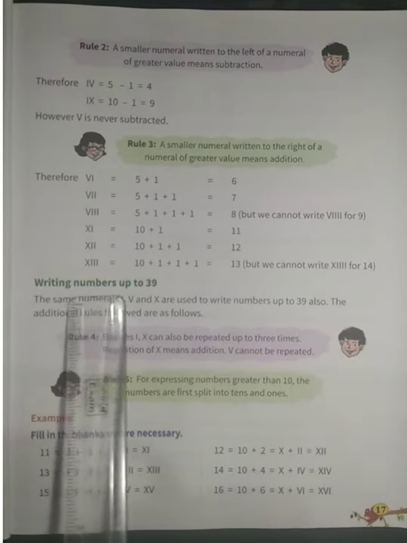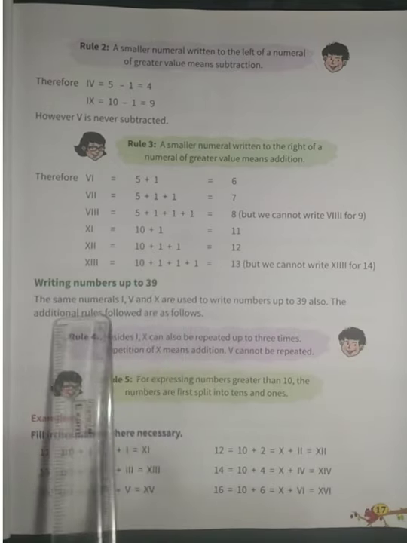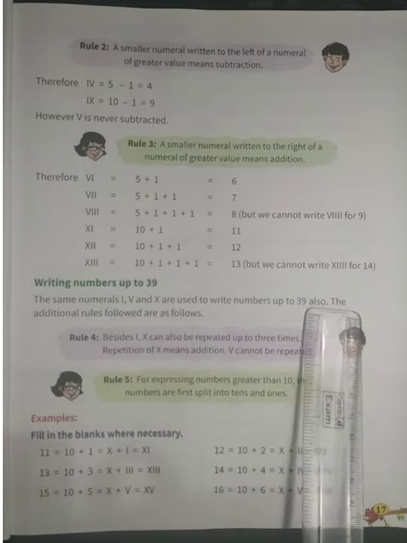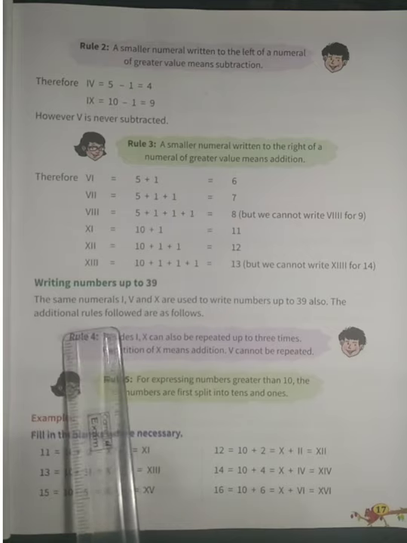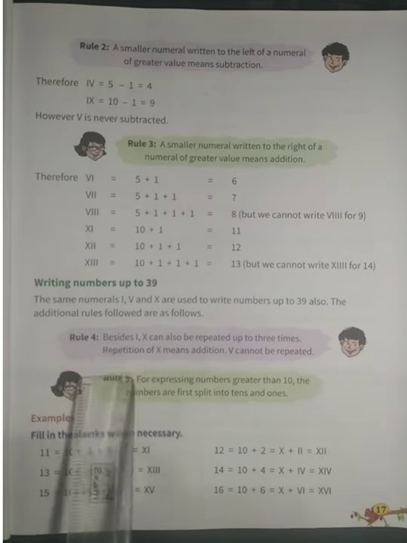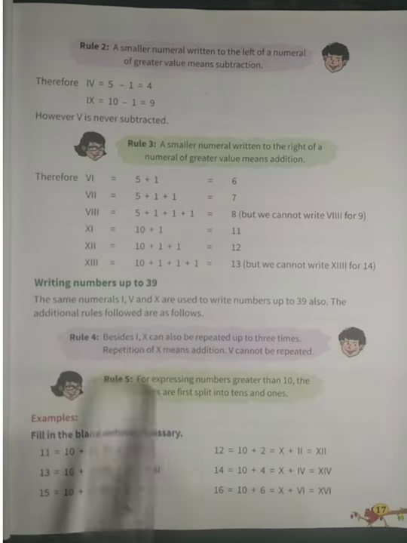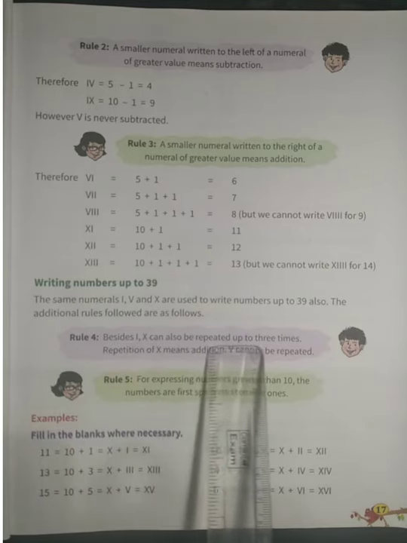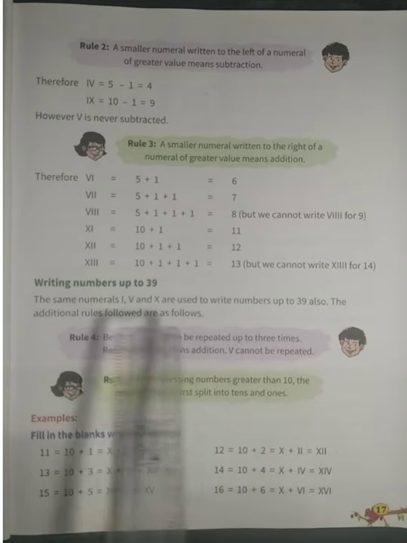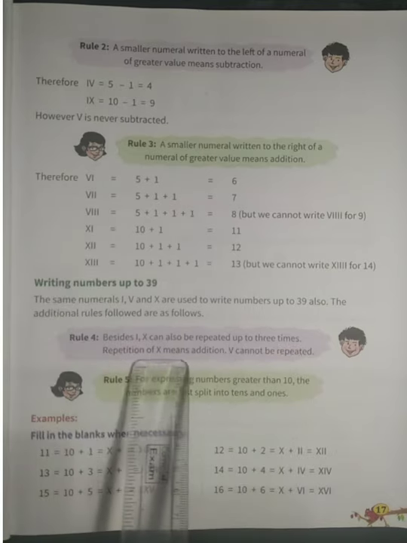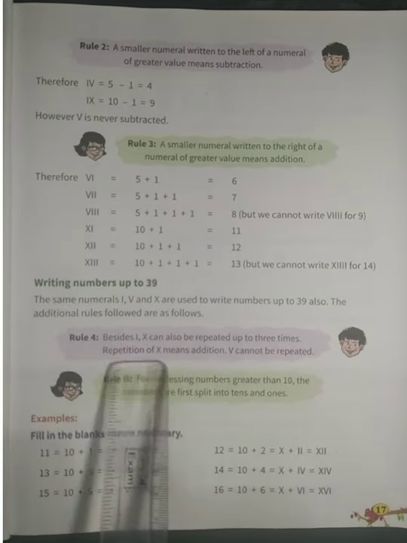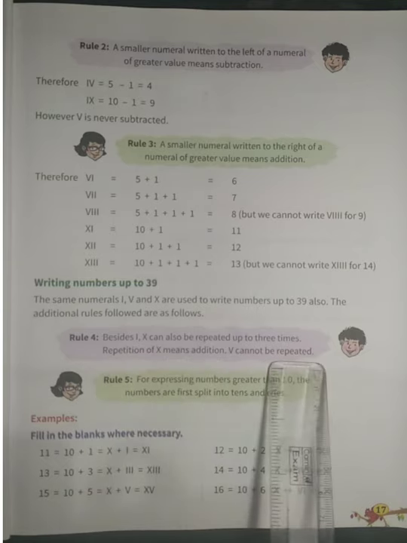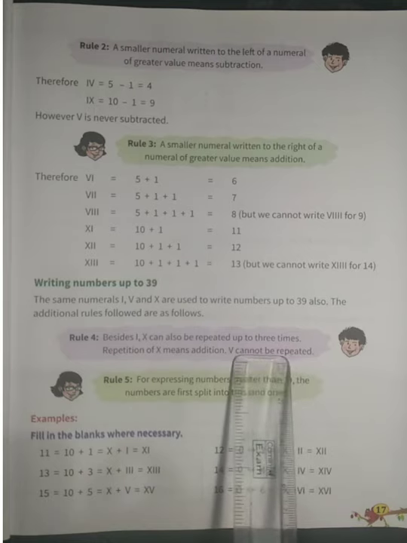Then, writing numbers up to 39. The same numerals I, V and X are used to write numbers up to 39 also. The additional rules followed are as follows. There are 2 rules under that, which means besides I, X can also be repeated up to 3 times. It's not only I, but also X can be repeated only 3 times. Repetition of X means addition. V cannot be repeated at all. It will be written only once.